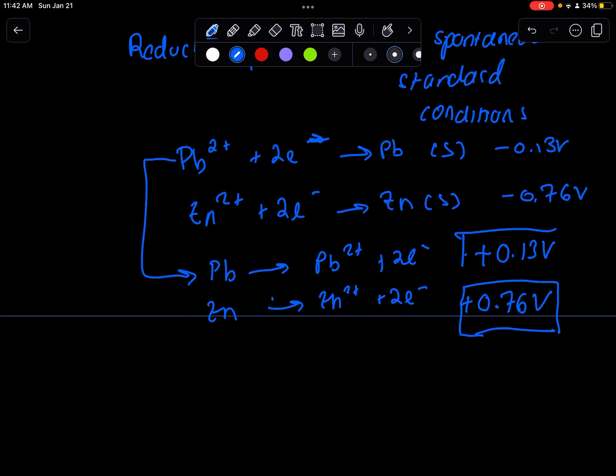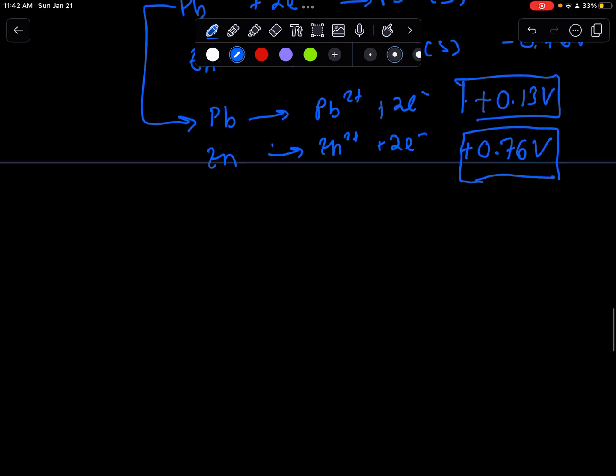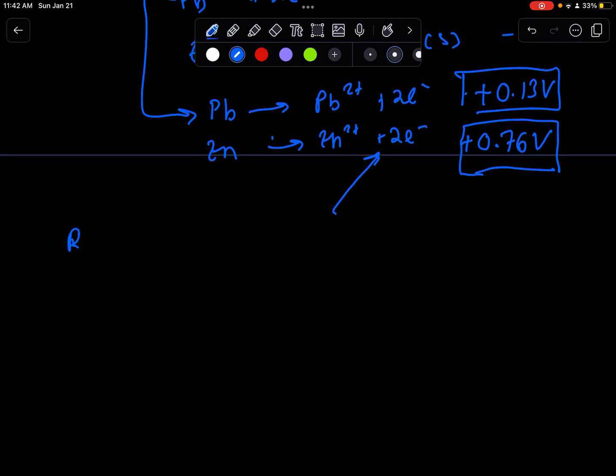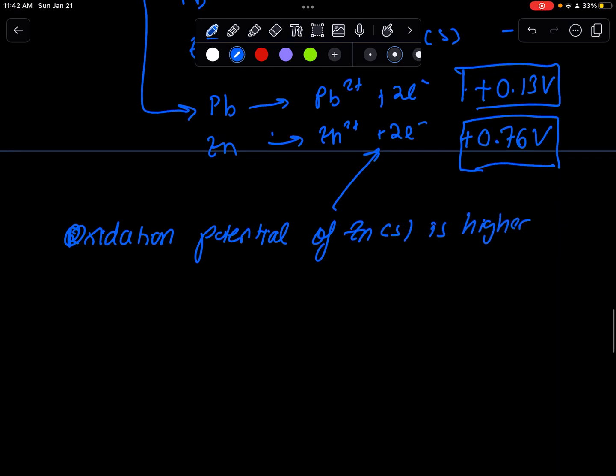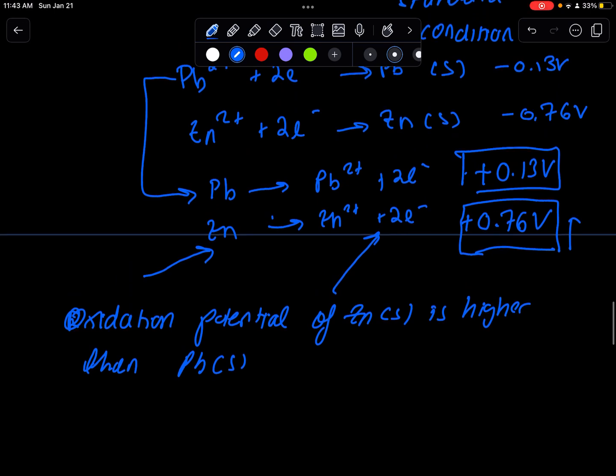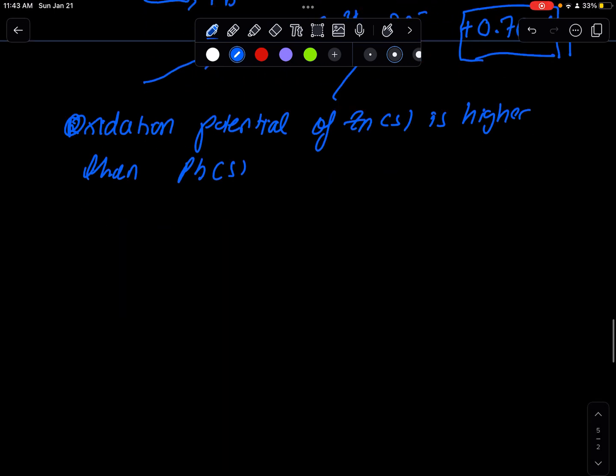So which one is it if they're both spontaneous? The answer is this one. And the reason is because the oxidation potential, not reduction potential, of zinc metal is higher than lead. So this reaction is going to be more favorable because this is higher. Now, if the zinc is being oxidized, the lead will be reduced.